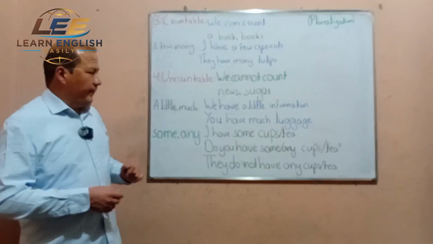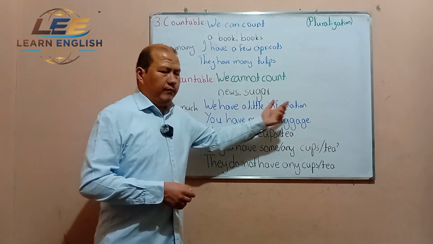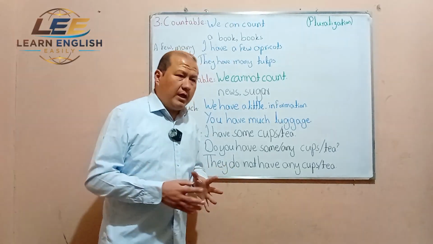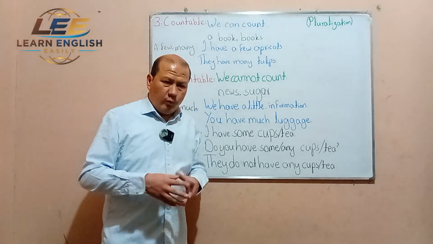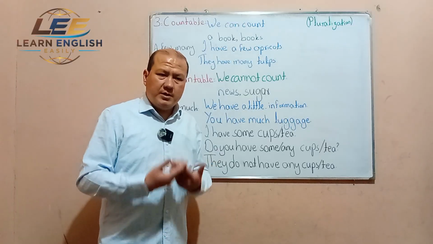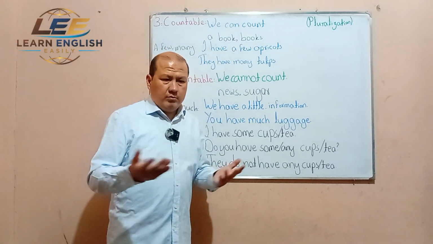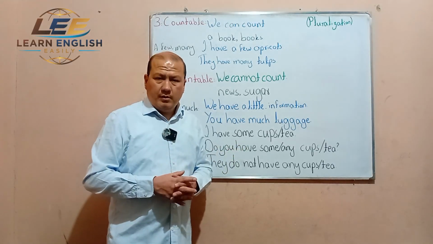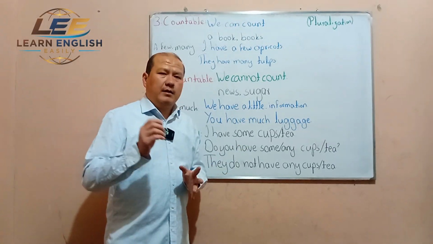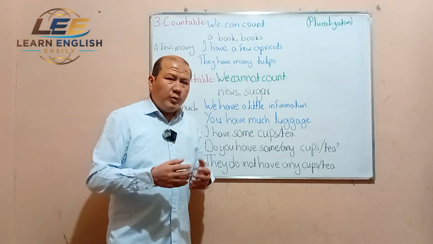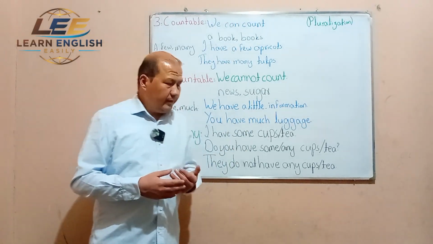Example for a little. We have a little information. Information is again uncountable. So we have a little information. We want to do something, we want to make a decision, but we need information, and unfortunately we don't have that much information. So what do I say? We have a little information. Means we have less information than that much that we need.